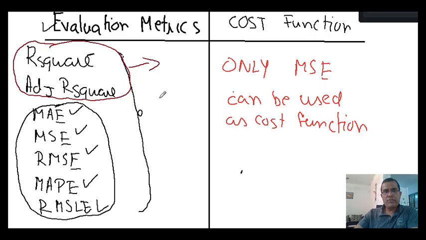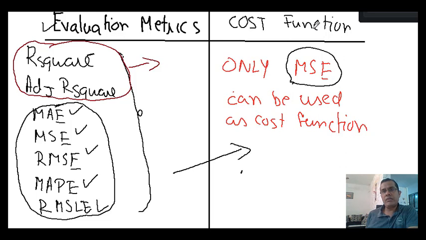So 1, 2, 3, 4, 5, 6, 7. Out of these 7 evaluation metrics, only MSE can be used as my cost function. I can neither use R square, adjusted R square, MAE, RMSE, MAPE, nor RMSLE as my cost function. So that is why I've already mentioned that only MSE can be used as my cost function. And there is a rationale and a very big logic why only MSE can be used as a cost function. So let's try to understand that.